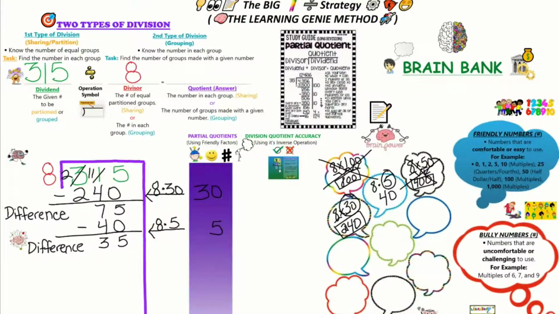Now I must skip count by 8 until I get as close as I can to 35 without going over 35. Well, now I know 40 is too large, so I'm going to try 2. Let's see. 8 times 2, let's fix that. 8 times 2 is 16. Is that less than 35? Yes, because my goal is to continue to subtract and get a difference until my difference is less than my divisor. When that occurs, that difference becomes my remainder.